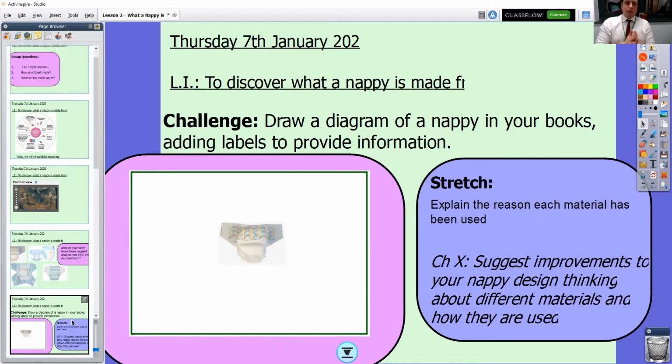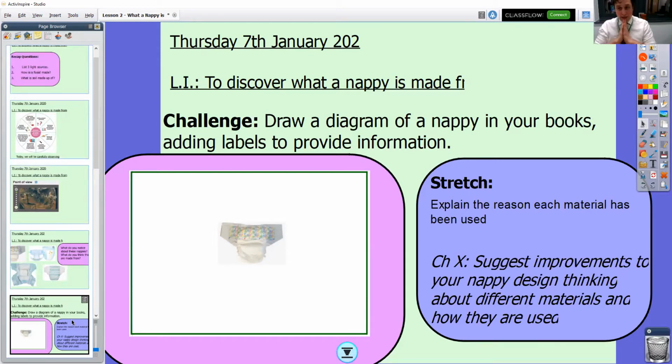Now, okay, there's a bit of a stretch and a bit of a challenge here. I want you to explain the reason each material has been used. Okay, so as well as labeling it, I want you to maybe write a sentence or two explaining why it's been used. So why do we use elastic? Why do we have that Velcro? Why do we have that plastic? Why do we have that cotton? Why do we have those crystals inside the actual nappy itself?